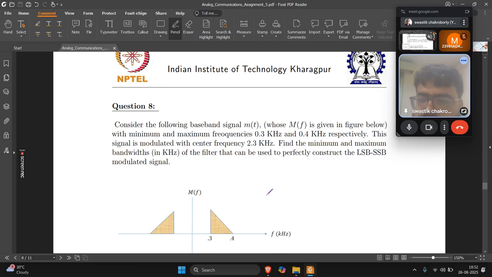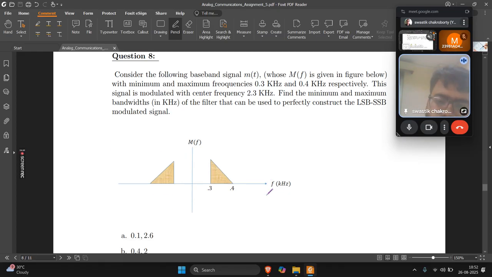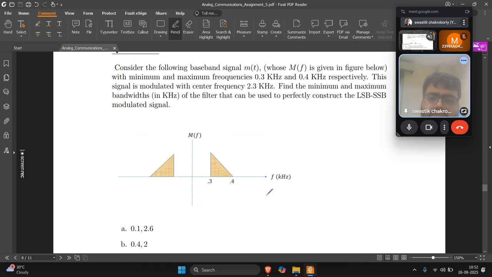Next, consider the following baseband signal with minimum and maximum frequencies 0.3 and 0.4. This signal is modulated with a carrier frequency of 2.3 kilohertz. Find the minimum and maximum bandwidths of the filter that can be used to perfectly construct the lower sideband SSB modulated signal. So you will take an SSB modulated signal and take only the lower sideband of that, and you will need a filter. Which filter can be used to perfectly construct a lower sideband?